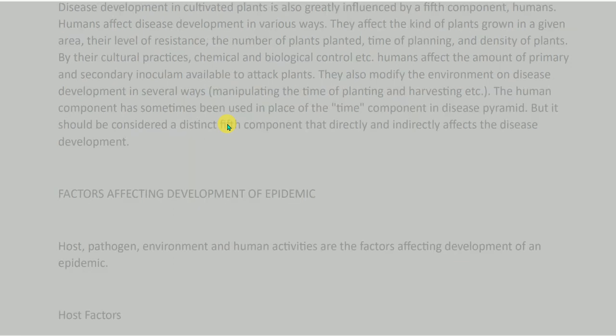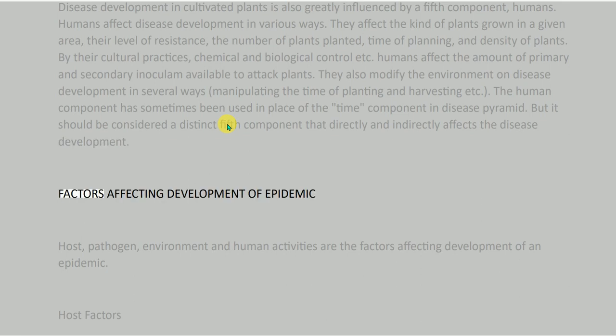Disease development in cultivated plants is also greatly influenced by a fifth component, humans. Humans affect disease development in various ways. They affect the kind of plants grown in a given area, their level of resistance, the number of plants planted, time of planting, and density of plants. By their cultural practices, chemical and biological control etc., humans affect the amount of primary and secondary inoculum available to attack plants. They also modify the environment and disease development in several ways, manipulating the time of planting and harvesting etc. The human component has sometimes been used in place of the time component in the disease pyramid, but it should be considered a distinct fifth component that directly and indirectly affects the disease development.